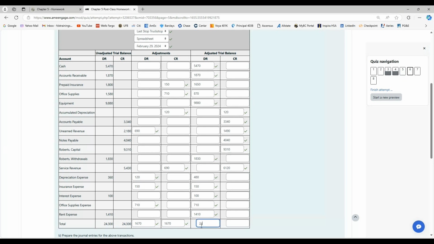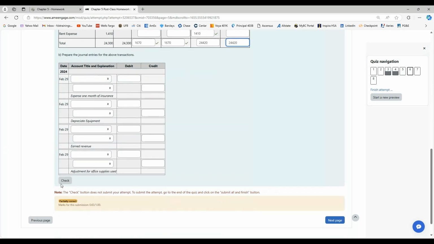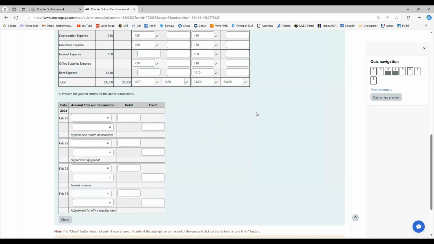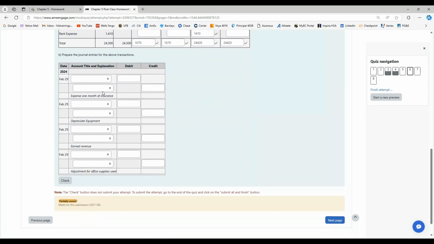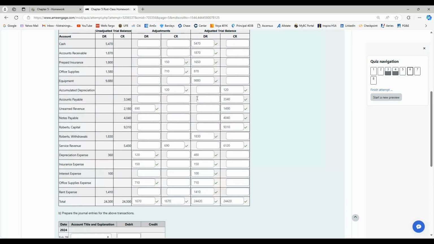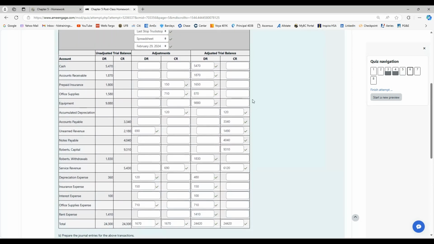So for my calculations, I got 24,420. Okay, great. And then we're just doing our journal entries here. Well, I kind of wish we would have put those first, but that's fine.